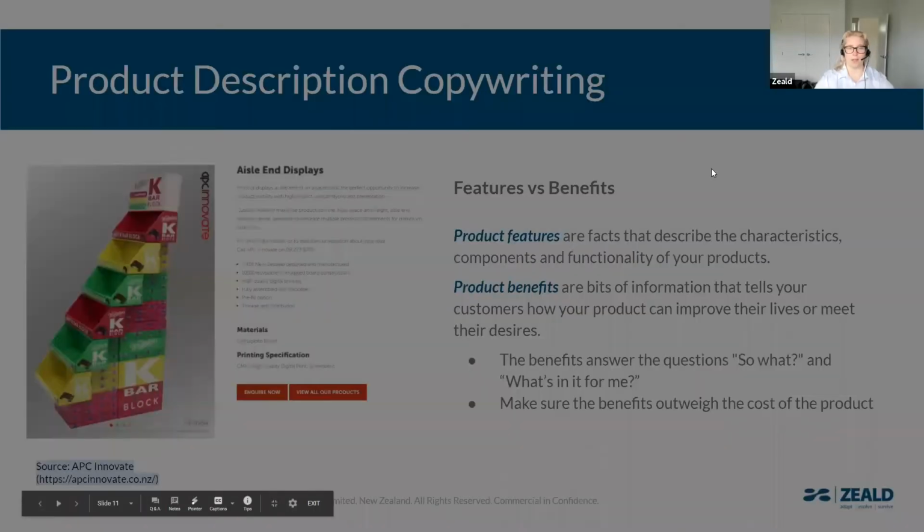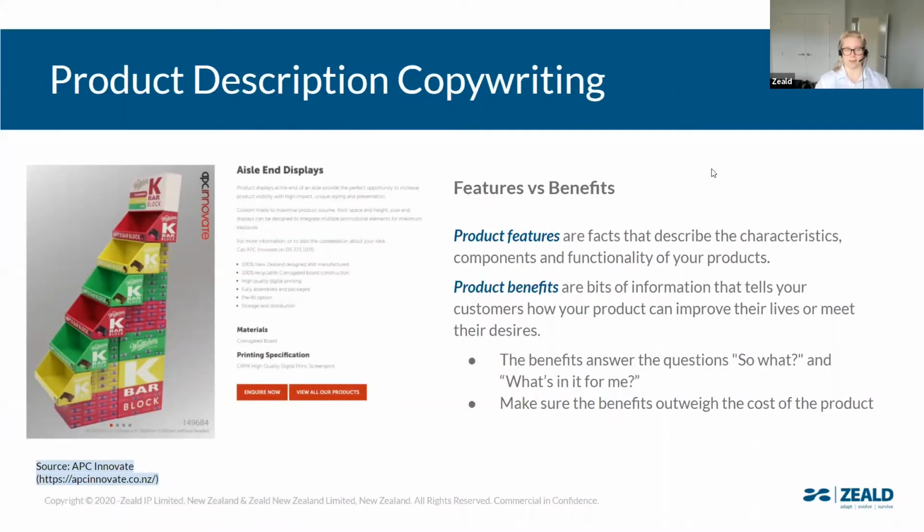Next up is covering off features and benefits within the product description. And again, also an area I'll cover off a bit later too. But features and benefits are important. However, benefits are often more important. So product features are facts that describe the characteristics or components and functionality of your products, whereas product benefits are bits of information that tell your customers how your product can improve their lives or meet their desires.